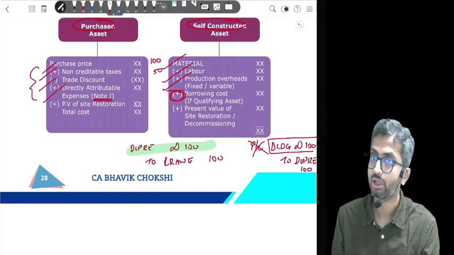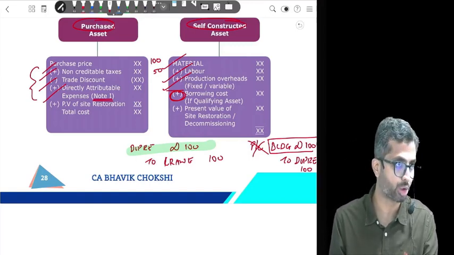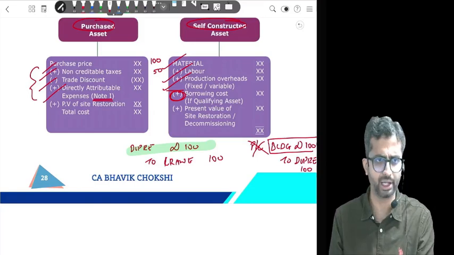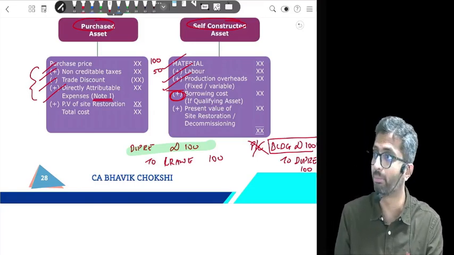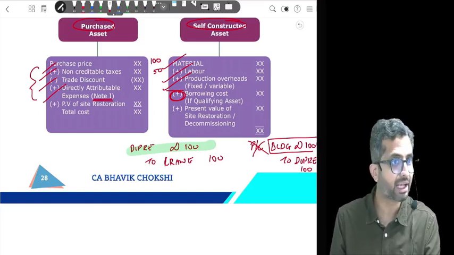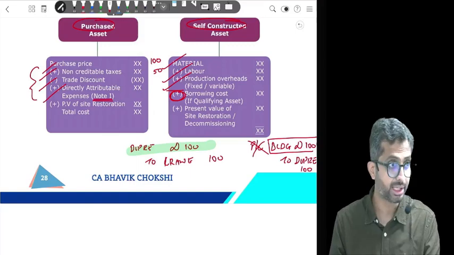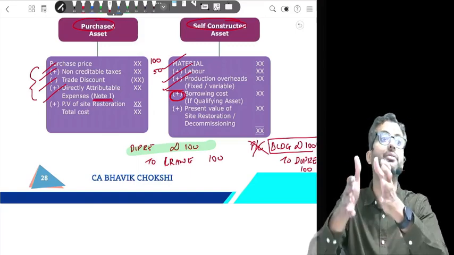Always? It depends on whether your asset is a qualifying asset or not. So if I am constructing a building which is taking 3 years, I don't have money, I've taken some loan and there is some interest that I'm paying on that loan. Should that be capitalized? Yes, because it is interest for constructing a qualifying asset.